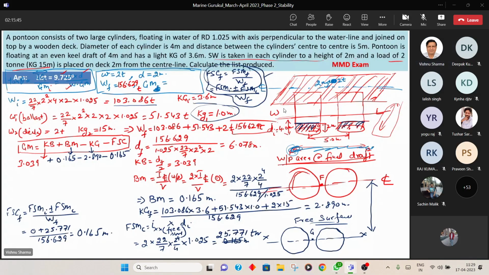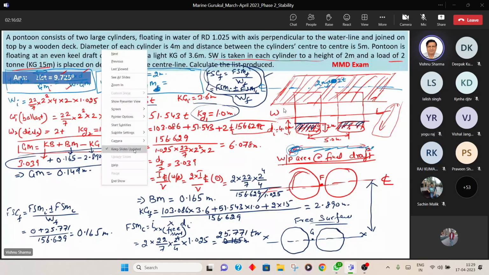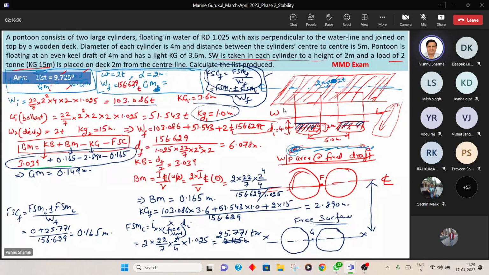So the FSC comes to minus 0.165. When you take into account all these contributing factors, this gives you GM equal to how much? GM comes to 0.149. Am I right? Yes, sir. GM comes to 0.149, guys. So this is the GM you have got now. I have written it on top.